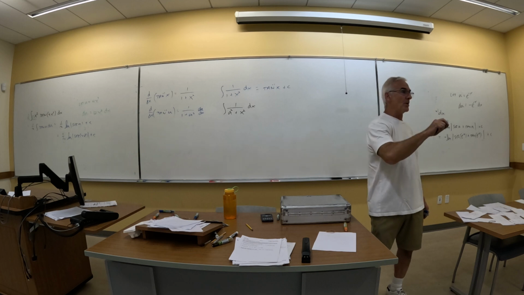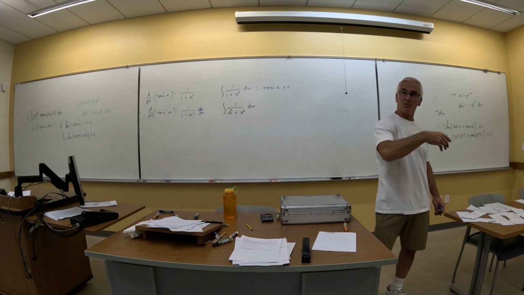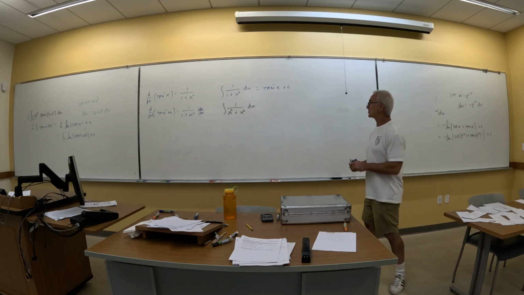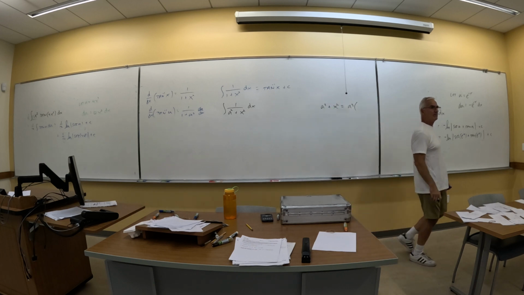What if it's not a 1 in my antiderivative? What if it's something else? Well, it's still going to be one of those forms, but it's a bit more complicated. So here's what I want to do off to the side. I want to take a squared plus x squared, and I want you to factor out the a squared. Can you do that?